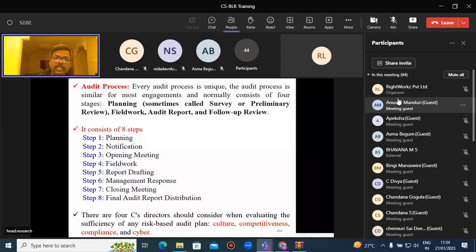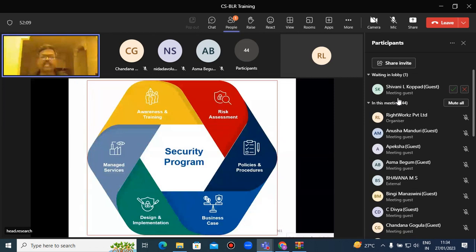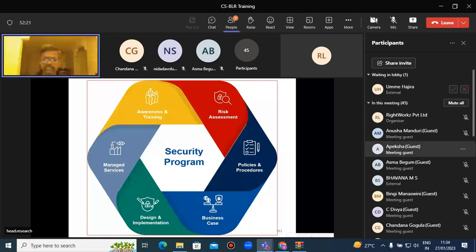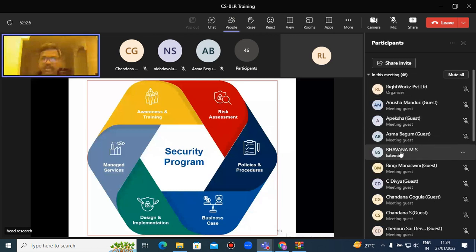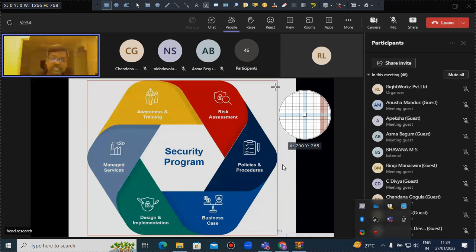Then there are 6 steps we follow in a security program. What are the 6 steps? First, awareness and training: we create awareness and training for the security program. Then we follow security assessment. What type of security assessment? Related to finance, HR, and other departments.